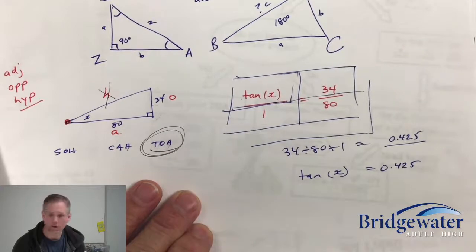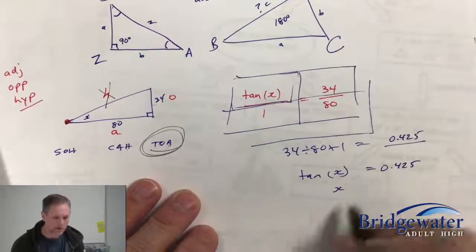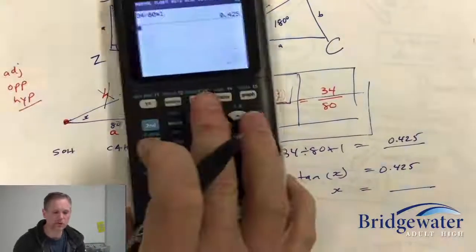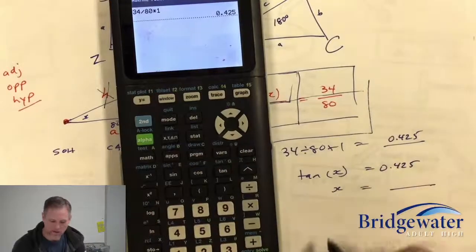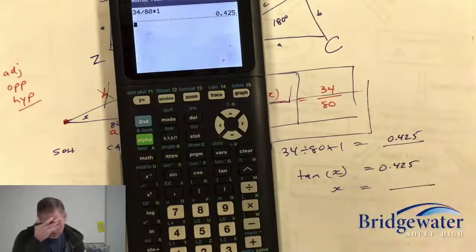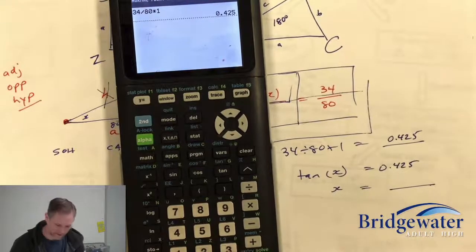Okay? But I don't want tan of x. I want x. So I just want the angle, x. I don't want the tan of x, so I have to get rid of the tan. How do you get rid of the tan? You do the opposite of tan. You untan. Okay? So it's like wintertime. That's untanning for us.